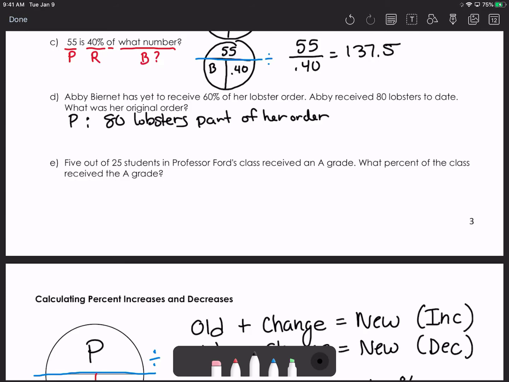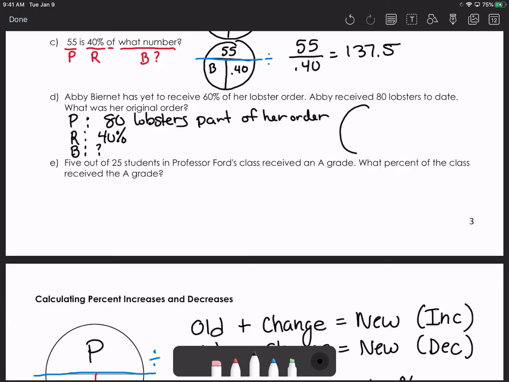Now, this one's tricky because we might want to initially say that the rate is 60%. But if you read the question carefully, it says the 60% represents the part of the order that she did not receive yet. The 80 lobsters is the part that she did receive. So when we put down the rate, that should be 40%. If she didn't receive 60%, then the part that she did receive, which is the 80 lobsters, is 40%. And the question is asking for the original order, which is the base. That's what we're looking for.